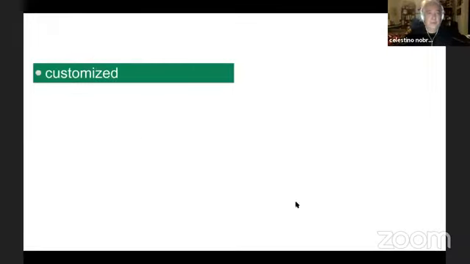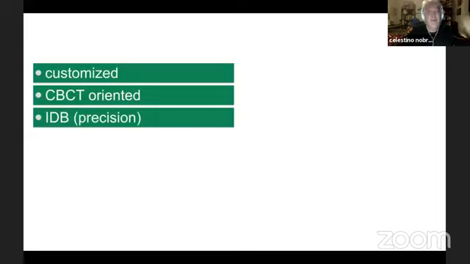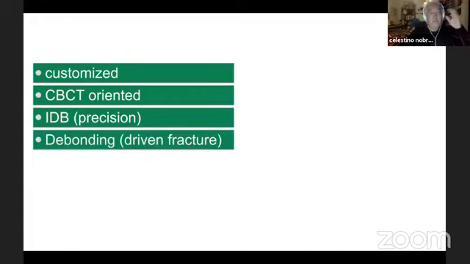Okay, so pros and cons. The good: the system is customized. Forget about prescriptions. It can be CBCT oriented, depending on the case. This case here is very simple. I didn't need a CBCT for this case. Indirect bonding is very, very interesting. It's about precision. Indirect bonding is not about saving time for placing the brackets. But if you have a proper position of the brackets, a proper placement, because the brackets are fully customized, you're going to have amazing results.